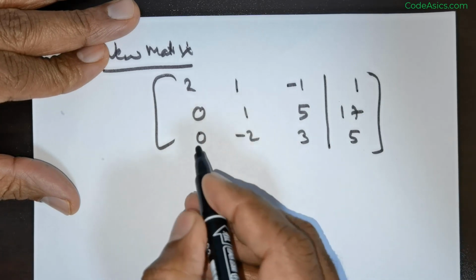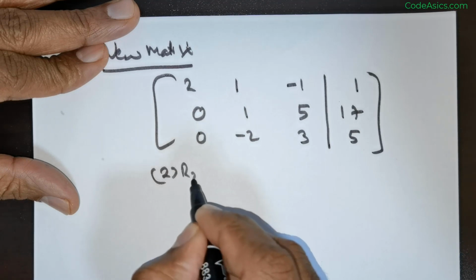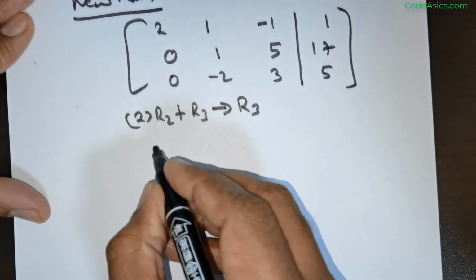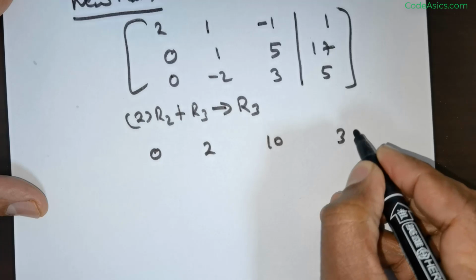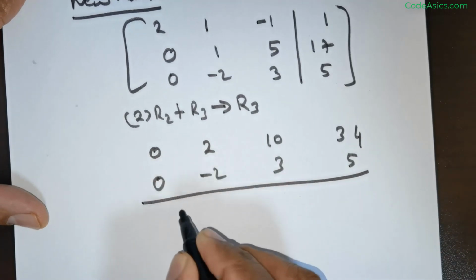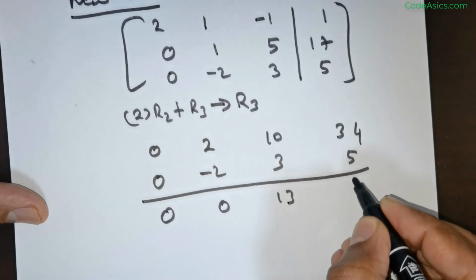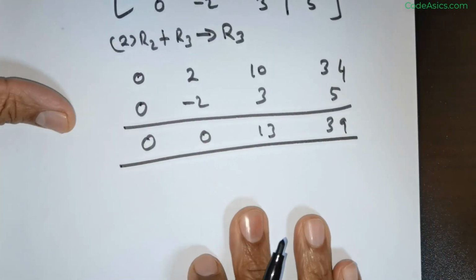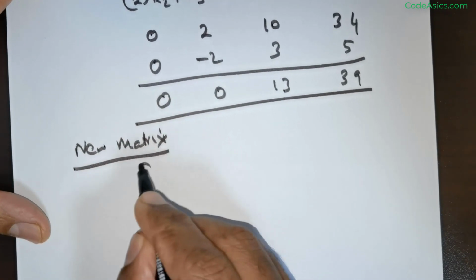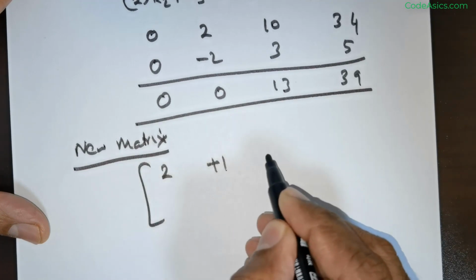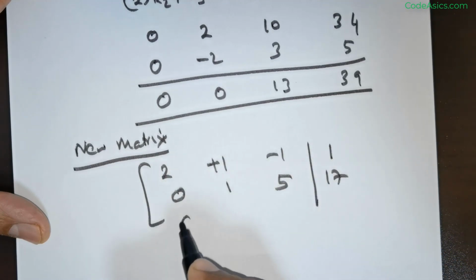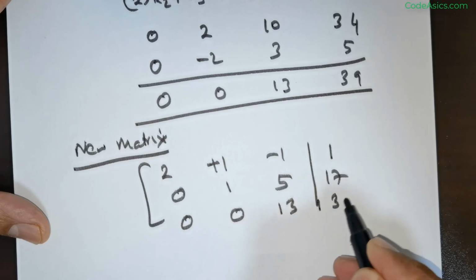For that, I'm going to utilize row 2. So 2 times row 2 added with row 3 is going to give me my new row 3. So 2 times 0 is 0, 2, 10, 34 and 0, negative 2, 3 and 5. Add them both, you get 0, 0, 13 and this is going to be 39. So now my new matrix is: row 1, 2, 1, negative 1 and 1; 0, 1, 5 and 17; 0, 0, 13 and 39.